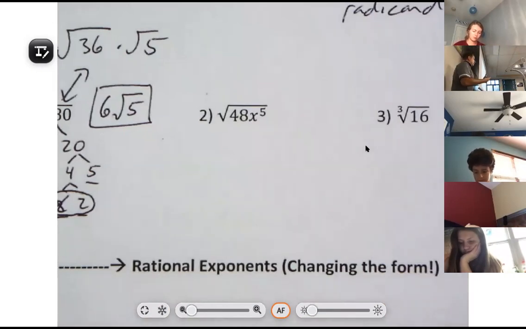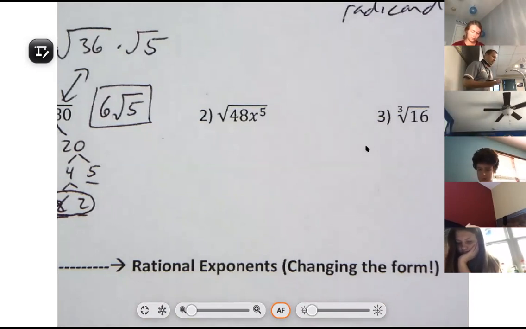Now the 48 part is easy because we're just gonna do that the same exact way. Okay, we're gonna treat this kind of as two different problems. First thing we're gonna do is simplify the square root of 48.